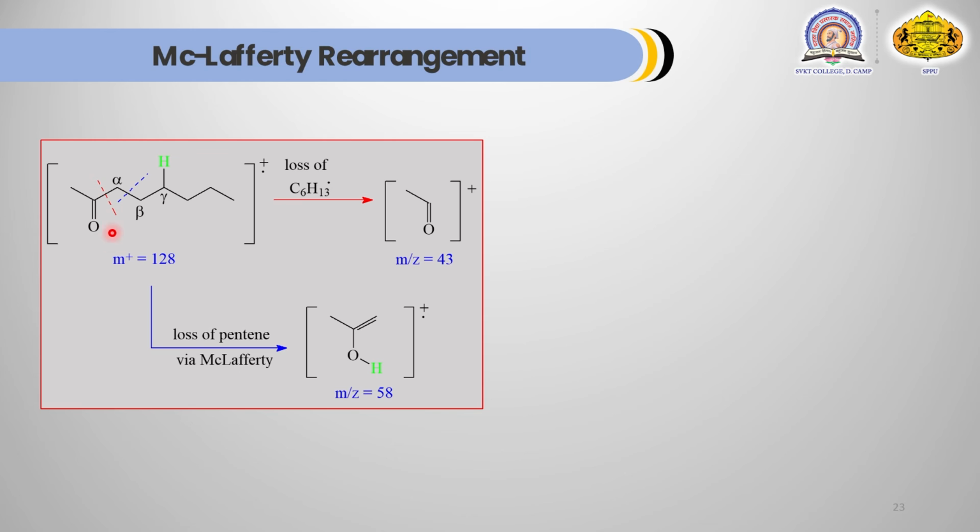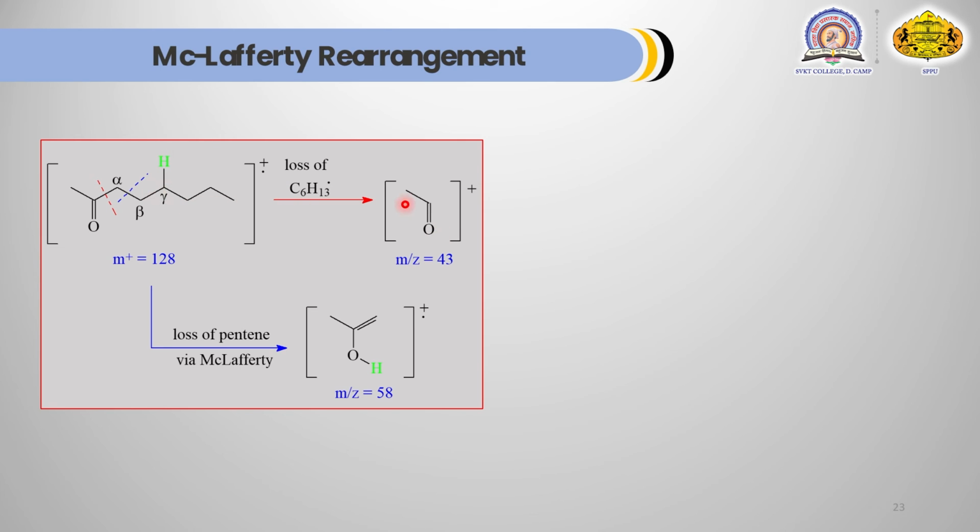Now in this case also, this is the compound, this is a ketone, and two fragments are shown here. If the bond between the alpha carbon and the carbonyl is cleaved, then two fragments are obtained: C6H13 as a radical, and another fragment, CH3CO+, whose molecular weight is 43. Hence a peak appears at 43.